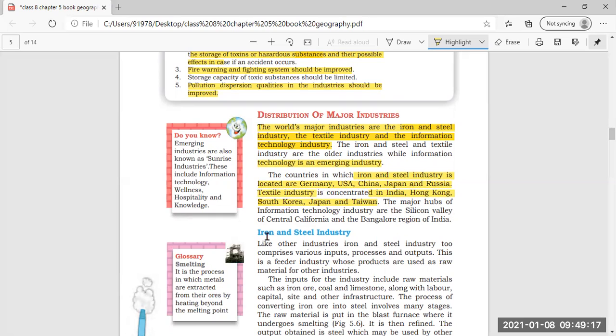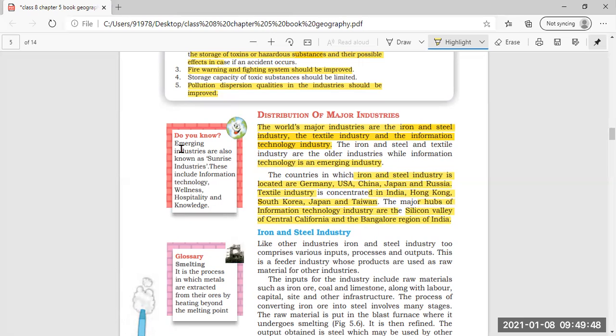The major hubs of the information technology industry are Silicon Valley of Central California and the Bangalore region of India. Major hubs means main centers. They are the main centers of the information technology industry.